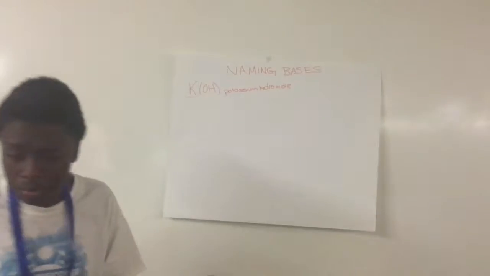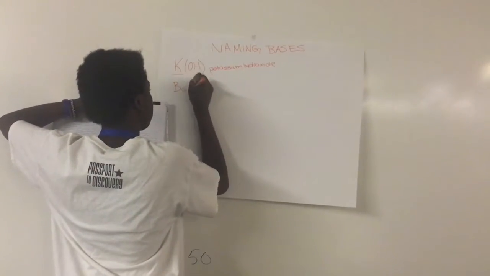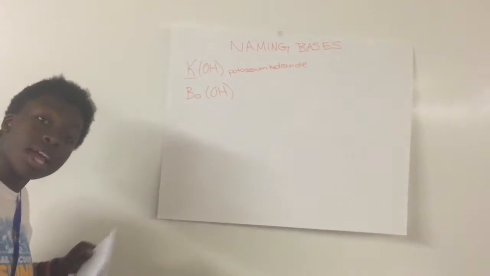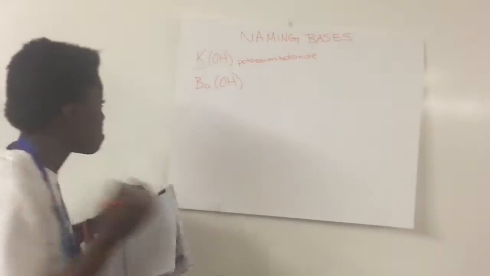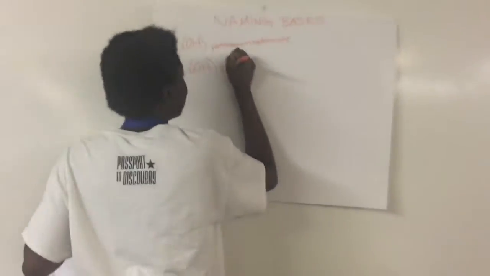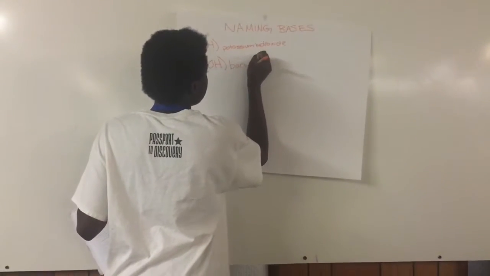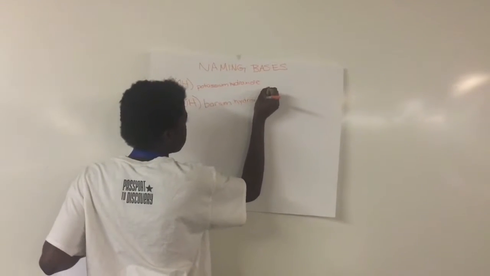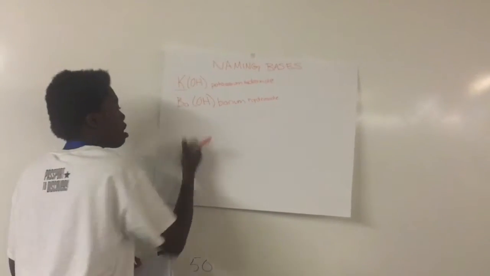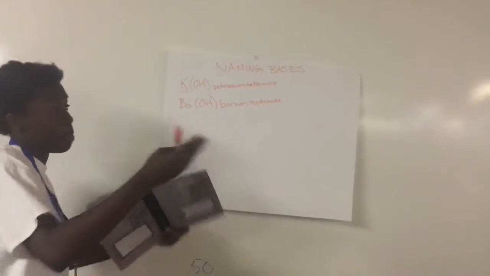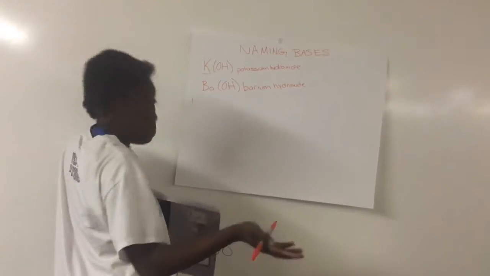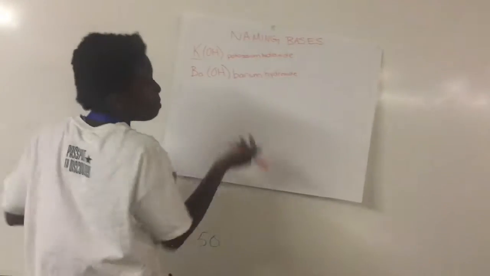Let's do another one. What would this be? Any guesses? Correct! Barium hydroxide. You see, all you have to do, let me just write down the steps. So the first part of naming bases, you just write the element that it is. So for this, it would be barium.